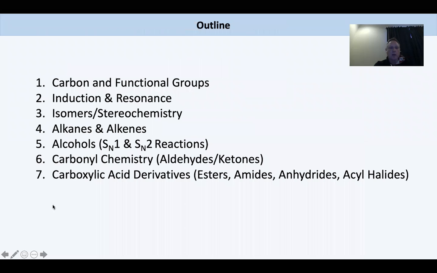As you can see, we have carbon and functional groups, induction and resonance, isomers, stereochemistry, alkanes, alkenes, alcohols, including SN1, SN2. We're going to look at Carbonyl Chemistry as well as Carboxylic Acid Derivatives.